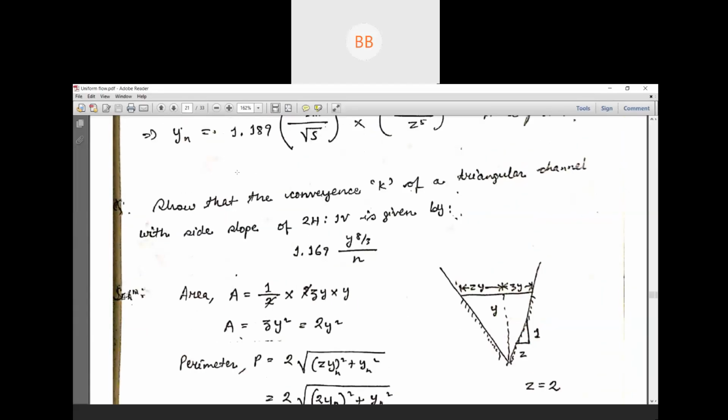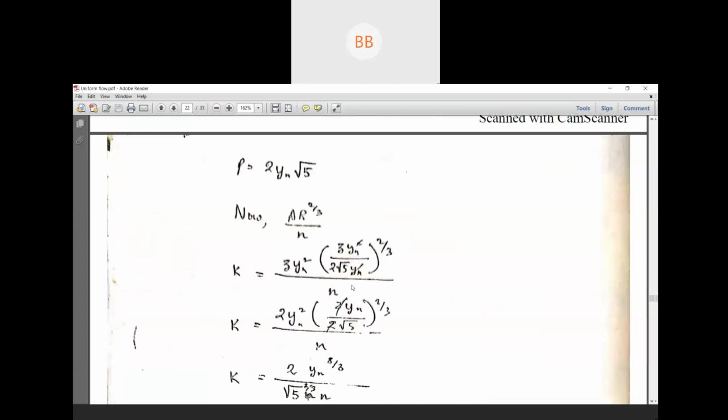Why have we used Manning's equation for velocity? Because in the expression given in the numerical, what we have to derive, we have small n. So that is why we are using Manning's equation for velocity, because whatever equation we get, we should have n.